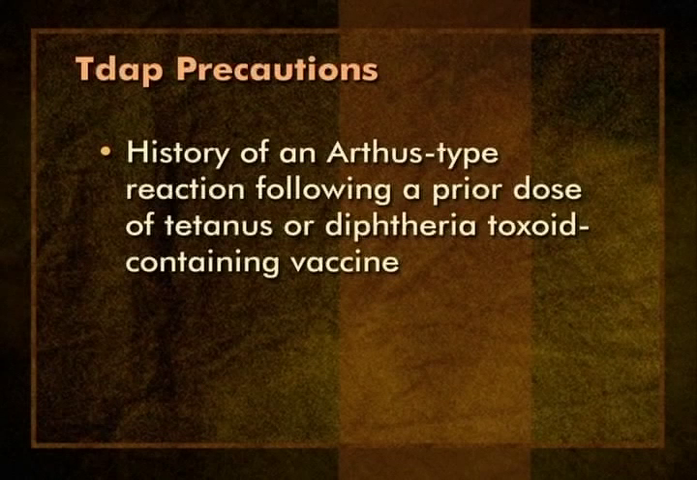Persons who experience a serious local reaction following a prior dose of tetanus toxoid or Td usually have high serum tetanus or diphtheria antitoxin levels. These persons should not be given a dose of Td or Tdap more frequently than every 10 years, even if they have a tetanus-prone wound.